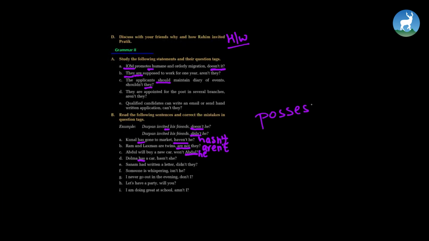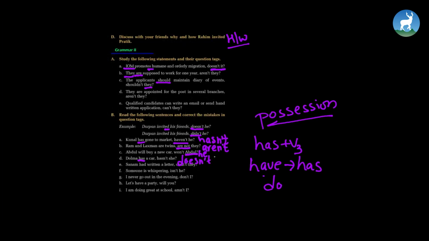Since we have it as our own, it's our possession, so this does not work as has plus V third. This does not have another verb over here. So this works as a possession, and when there is possession of have, the form has been changed to has. So we need to use do verb or have verb. So this will be: Dolma has a car, doesn't she? And the answer will be yes, she has.